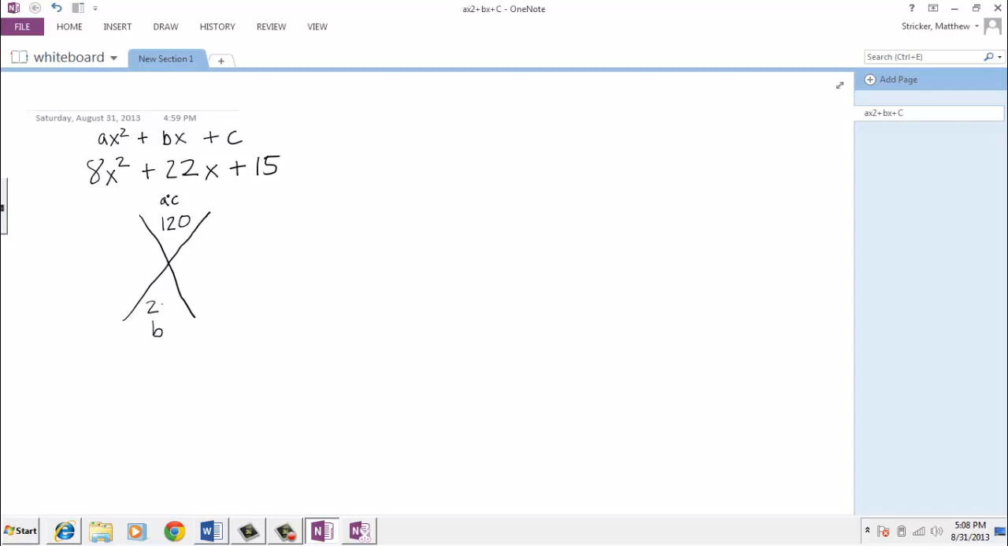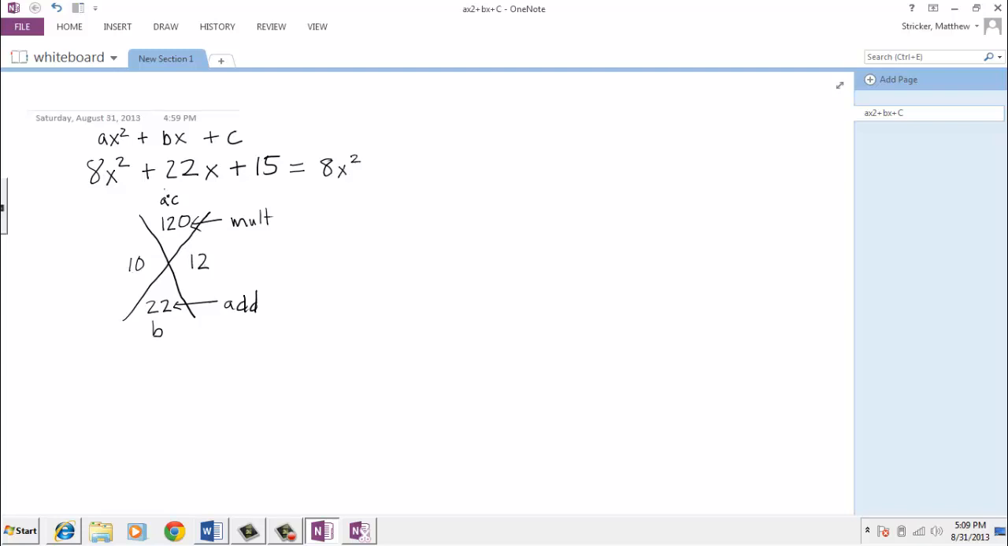And then the bottom part of the diamond is going to be the number b, which in our case is 22. What we want is two numbers that multiply to give us 120 yet add to give us the 22. Those two numbers are going to be 10 and 12. 10 times 12 is 120, and 10 plus 12 is 22. And so then we use the 10 and the 12 to help us factor.